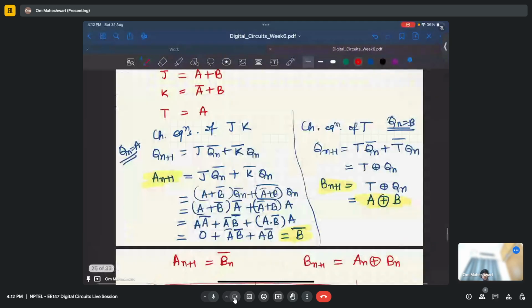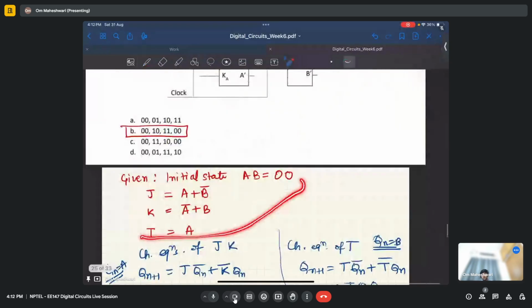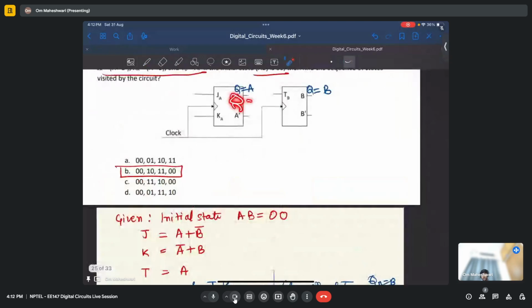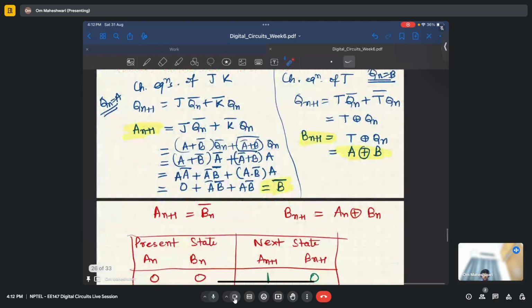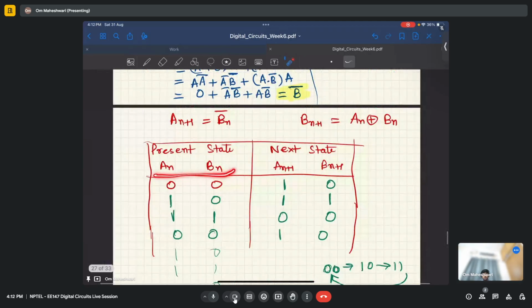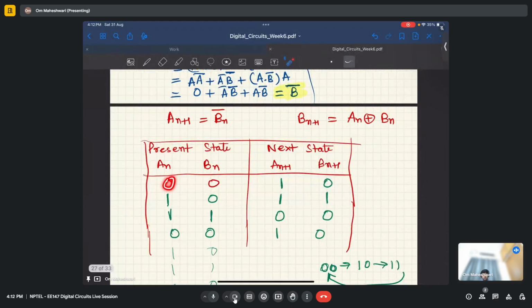So look at it again. We are given what J, K, and T are in terms of A and B. We wrote that. Then we wrote the characteristic equation: what Q is in terms of J and K, and what B is in terms of T. Then we replaced Q with A, and Q here with B. We found that An plus 1 equals Bn bar, and Bn plus 1 equals An XOR Bn. Then we could simply write the present state and next state with the help of these two equations: 0 0 goes to 1 0, then 1 1, then 0 0, and the cycle repeats.